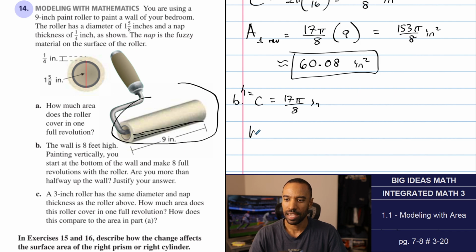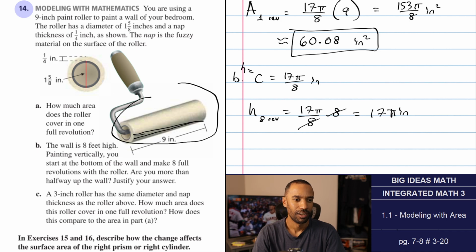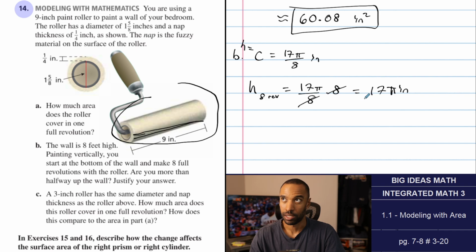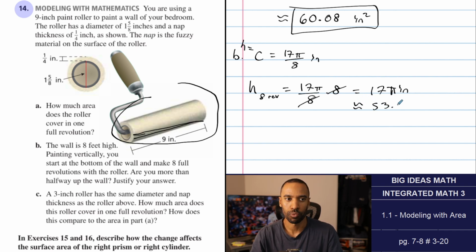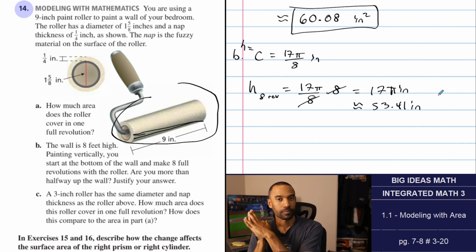Now, the height of 8 revolutions is taking that number times 8. Those cancel, you're left with 17 pi inches. That's still in inches. Pi inches. I don't know the exact number, so it's 17 pi, or the approximated. It's 53. I can tell you this answer is going to be yes. So this is around 53.41 inches. That's in inches.